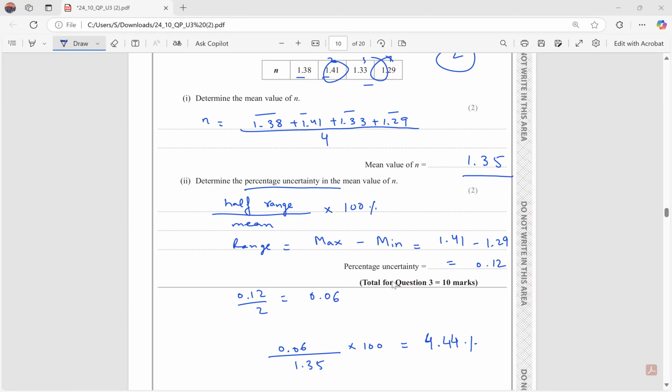There are three ways of calculating the percentage uncertainty, depending on what data you're given. Whenever you're given a range of values, like a number of values, find the range, which is just max minus minimum value. Take half of that, divide that by the mean, and times by 100.